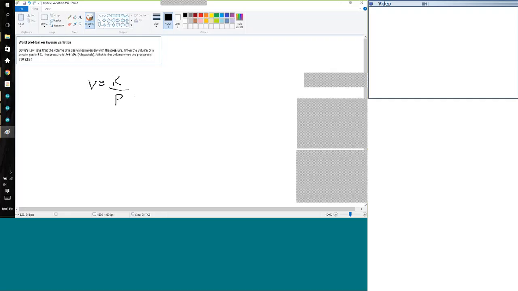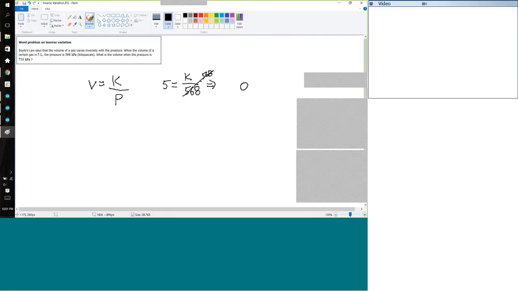When the volume of a certain gas is 5 liters, so the volume is 5, equals K divided by pressure. The pressure is 568. Wow. So if we go ahead and work through that, we can multiply both sides by 568, and that'll cancel out over there. I really wish I had a calculator handy.